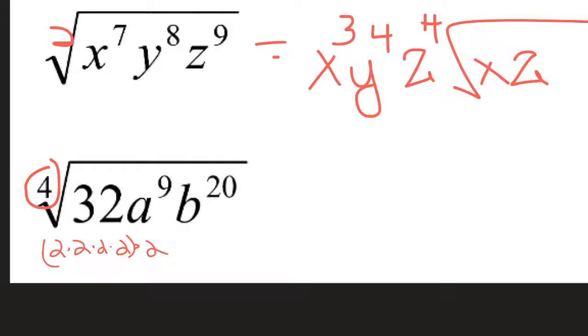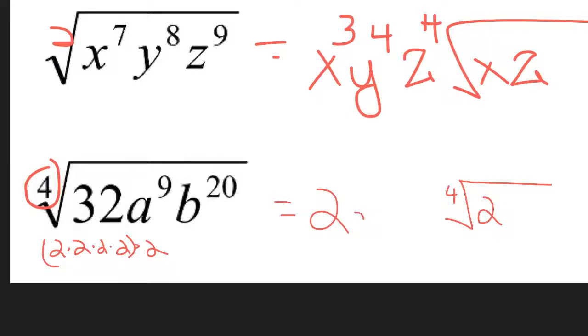So there's a group of 4 that's going to make it out of the radical. And we're still going to have 1 factor left under the radical. So we had 1 group of 4 make it out. It became a 2 to the 1st on the outside of the radical. And then we had 1 left under it.